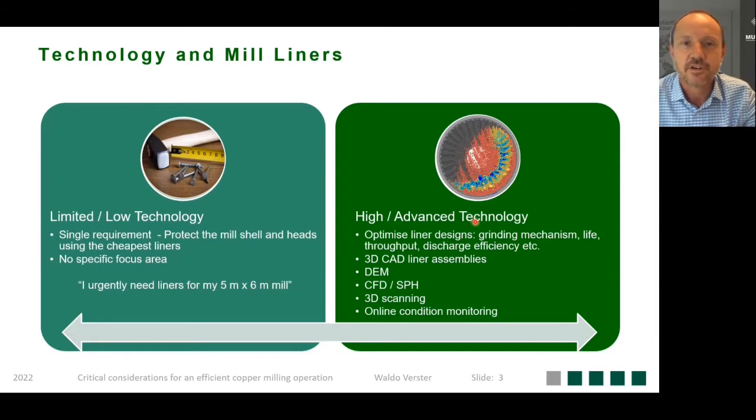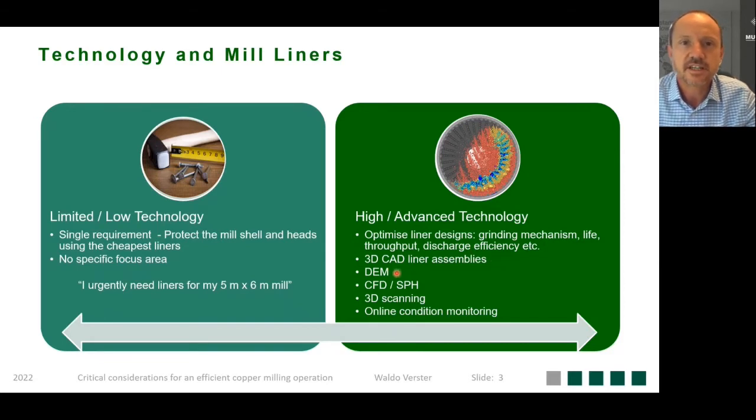On the high or advanced technology side, there's a requirement from the customer to optimize the liner design, choosing the specific grinding mechanism applicable for his specific operation, optimizing the liner life, throughput, discharge efficiency. There's also a requirement to use 3D CAD liner assemblies, and this is to make sure that the liners fit first time around and that there's no modification required on site.